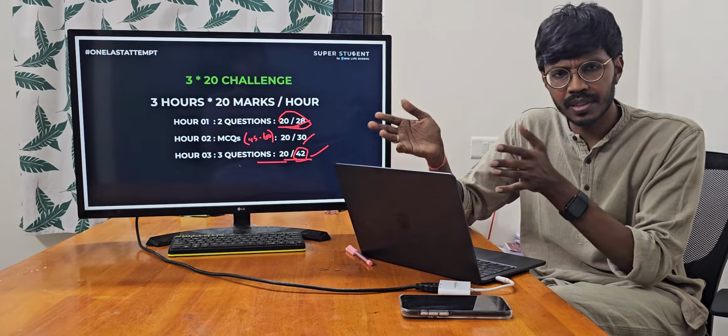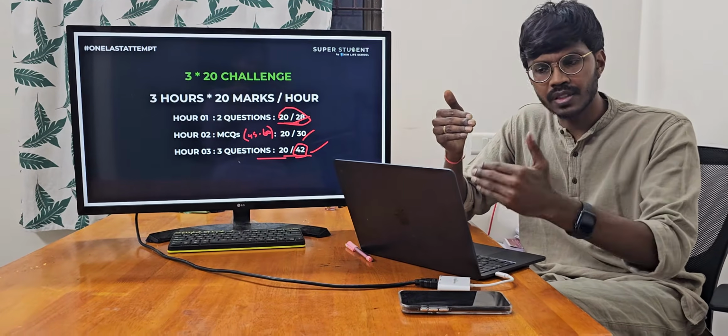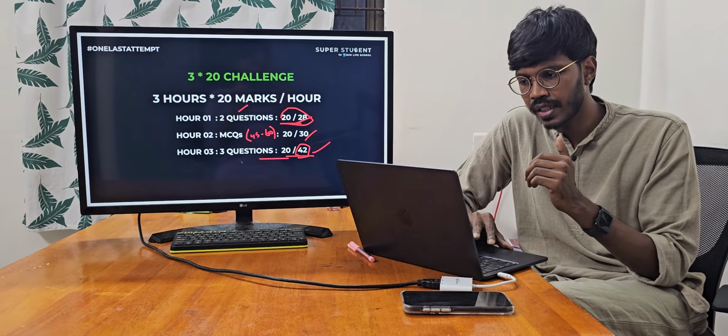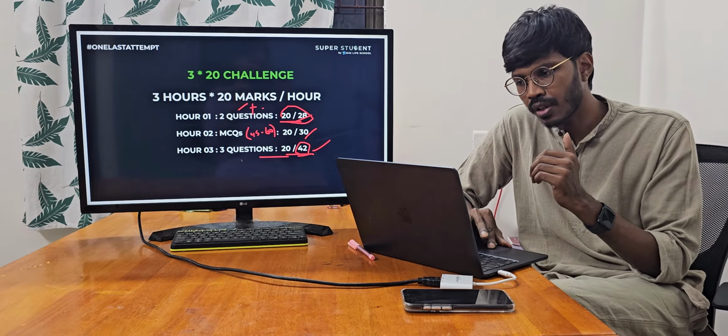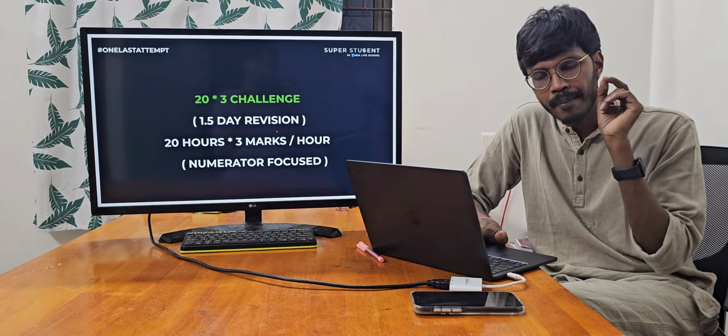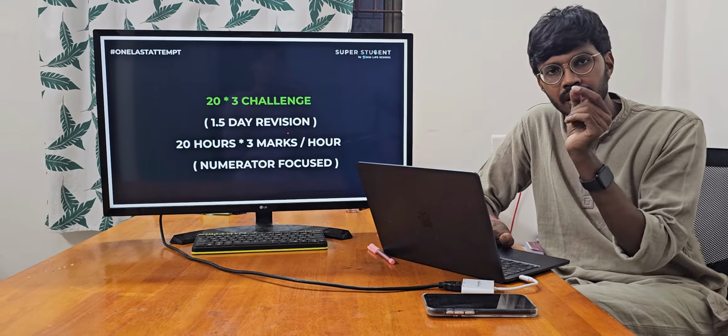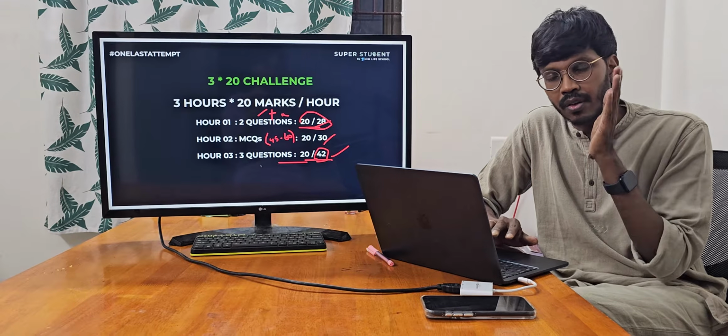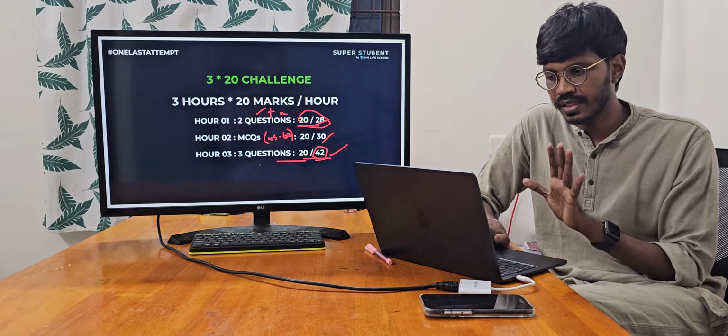Again, slight changes will happen. MCQs may take lesser time, or instead of 2 questions, you'll write 1 extra bit from 1 more question. All of this will happen, but more or less the objective is these 2. Number 1, how do you cover 3 marks in the numerator in the 20-hour revision, and how do you get 20 marks in the 3-hour exam cycle?